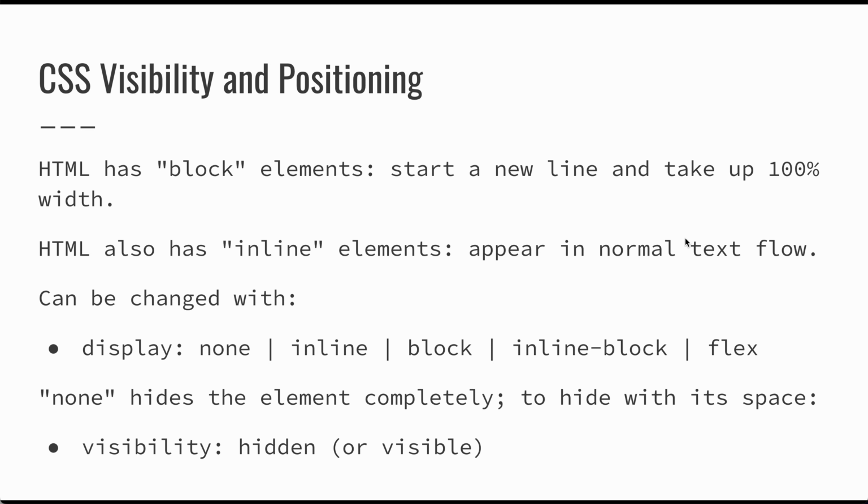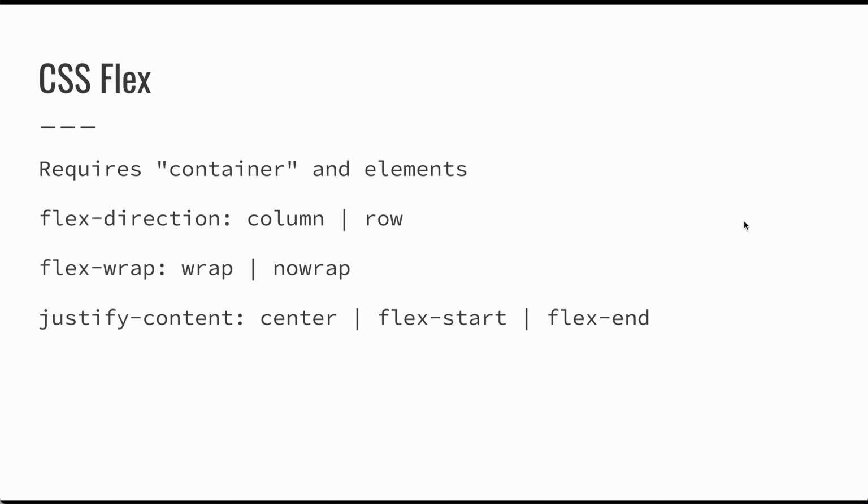None, inline, block, or flex. None hides the element completely. And you can also have it hidden or visible using the visibility property. So if you want to hide something but you want it to still take up its space, visibility is how you would do that. If you want it to disappear completely, display none is how you do that. And when we get into JavaScript, you'll see how we can manipulate these properties to change the appearance dynamically on our page.